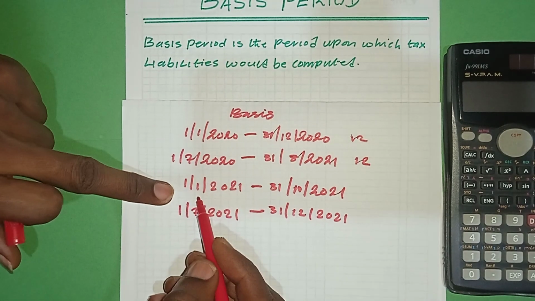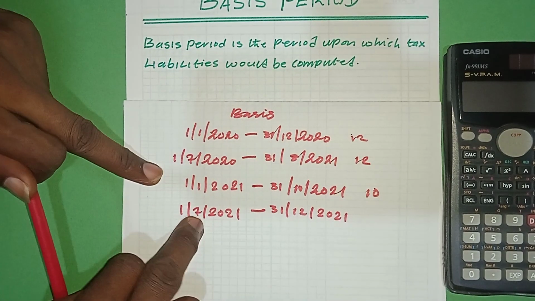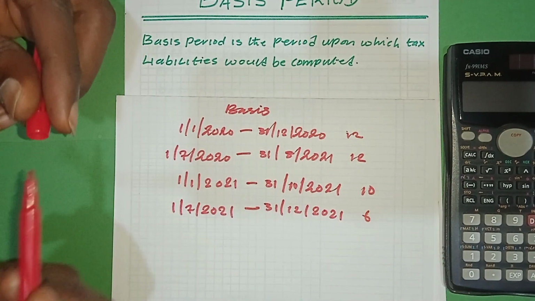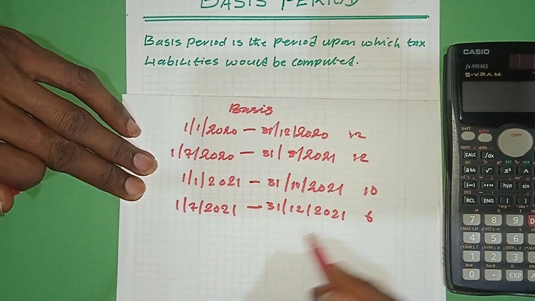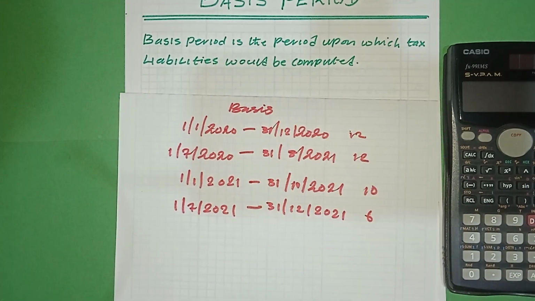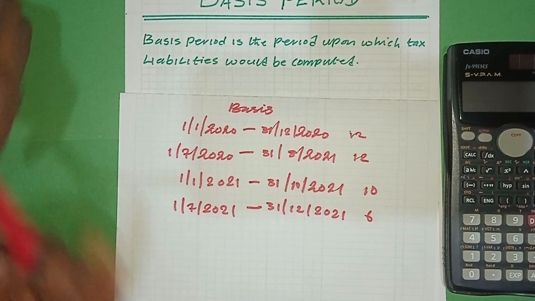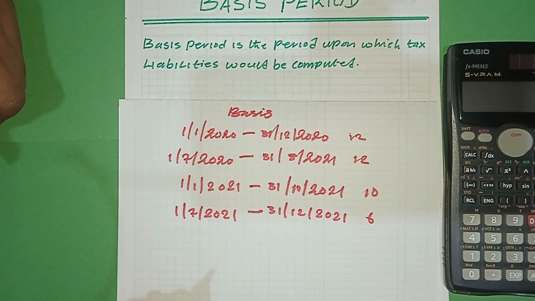Now, if you check from here to here, it is what? 10 months. From here to here, 7, 8, 9, 10, 11, 12, 6 months. So basis period is the period upon which tax liability can be computed. When they ask you, maybe in your university, maybe you're writing your ICAN, what is basis period, just tell them basis period is the period upon which tax liability can be computed or would be computed.